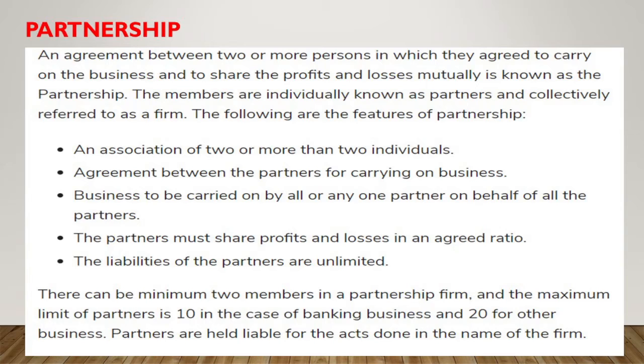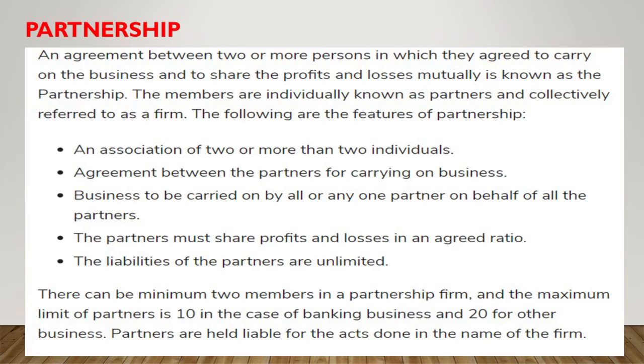Look at the partnership firm features. This is an association of two or more individuals. There is an agreement between the partners for carrying on business. They have a partnership deed with separate clauses, and all the partners have to sign on the partnership deed. That is called the agreement. Business is to be carried on by all or any one on behalf of all the partners.